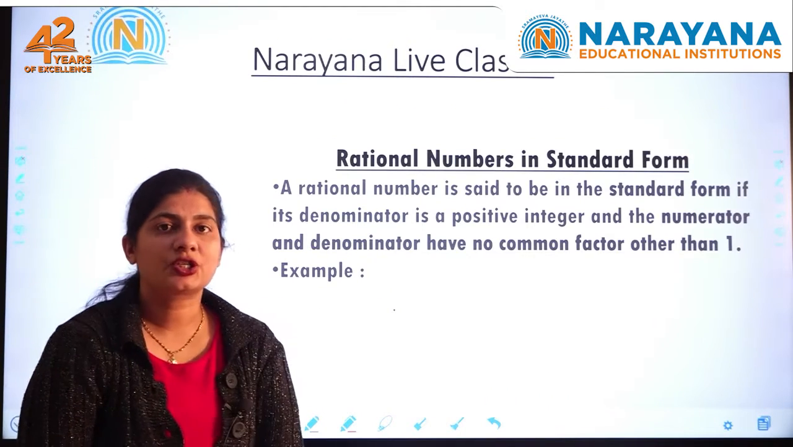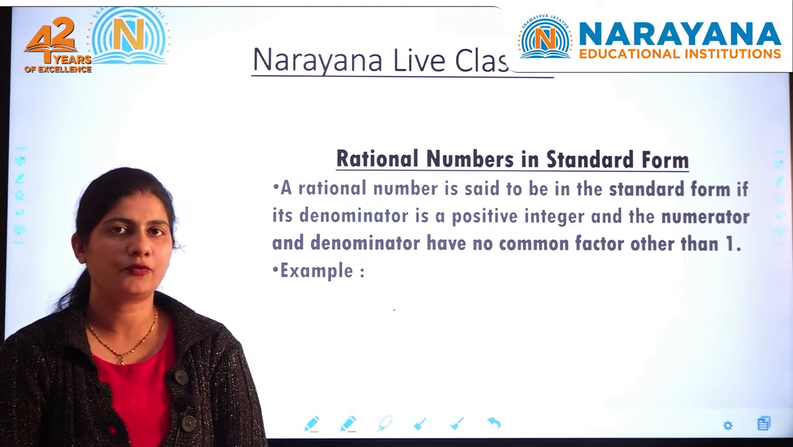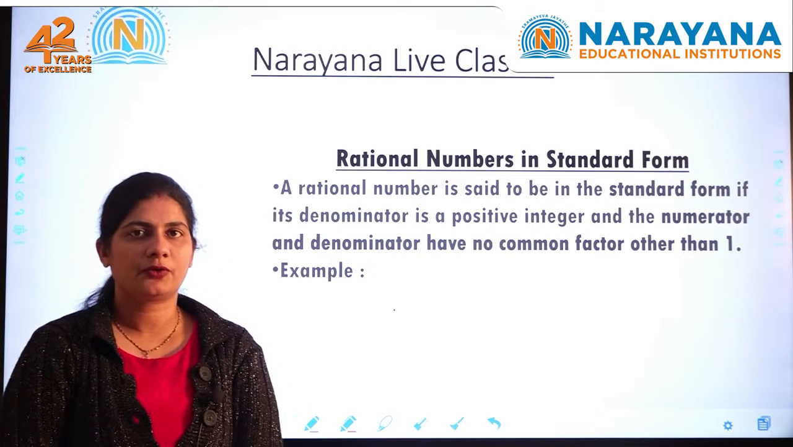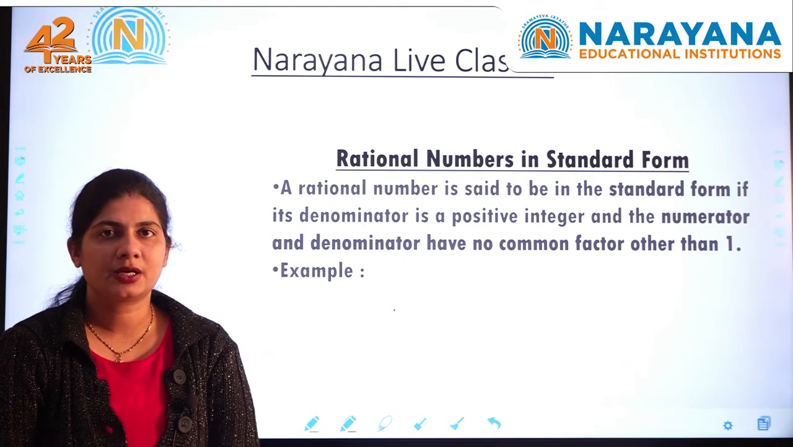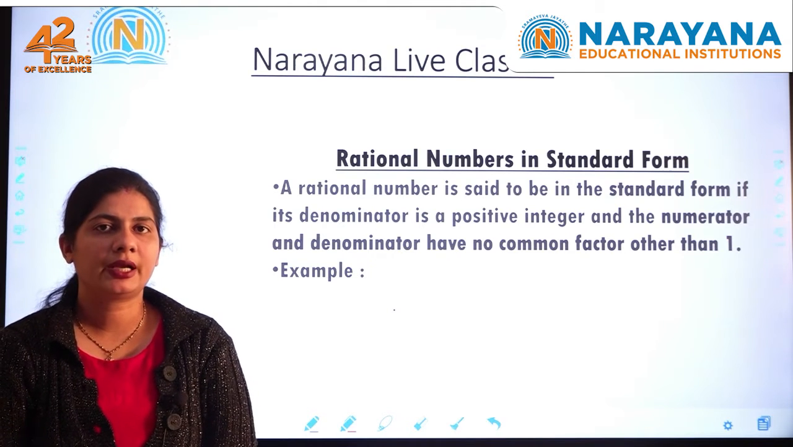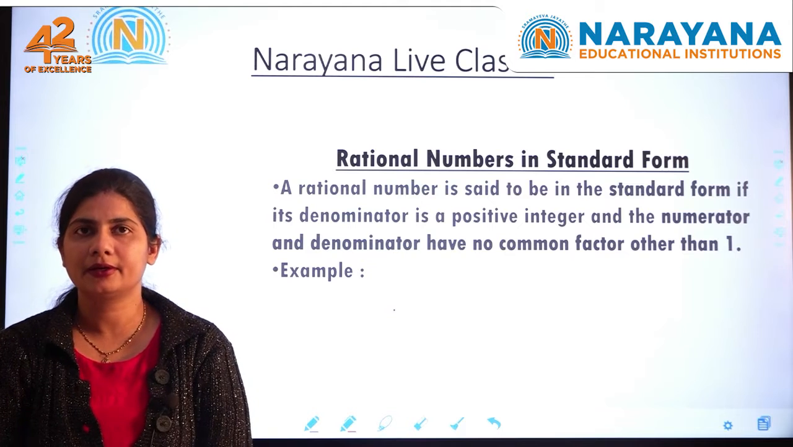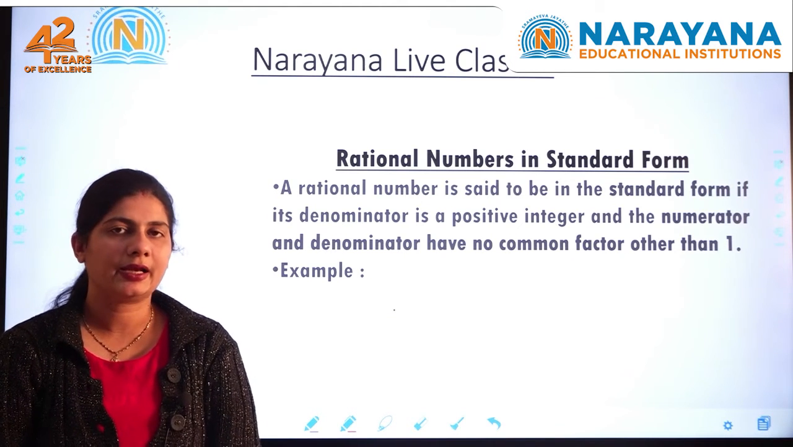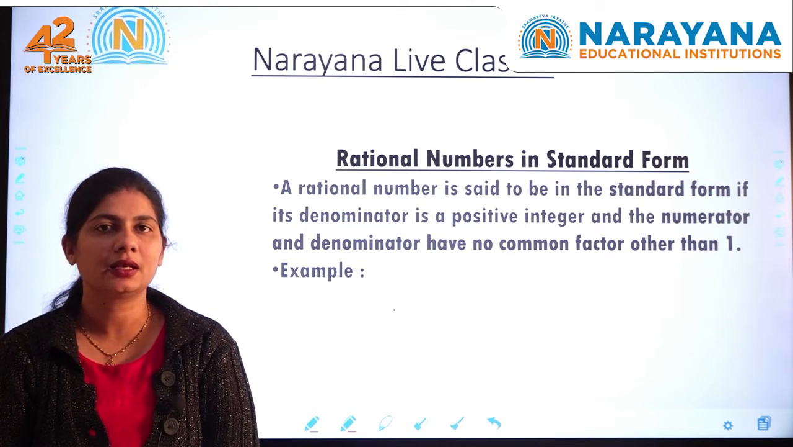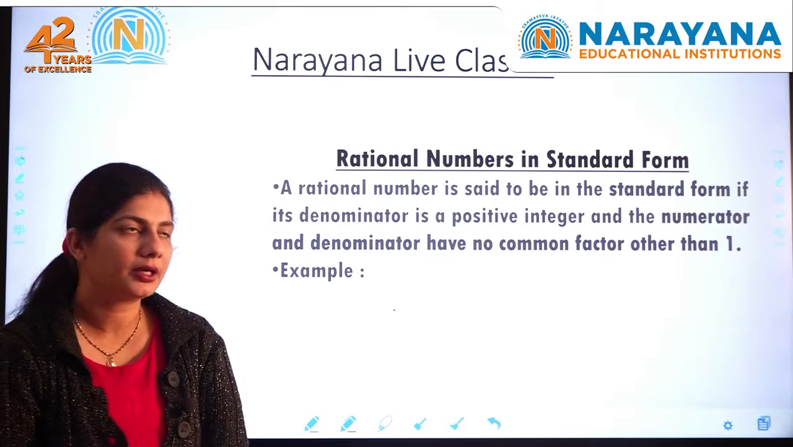Next is the rational number in the standard form. We have to represent rational numbers in the standard form. So what is standard form? A rational number in the standard form means the common factor between the numerator and denominator should be 1. If the common factor between the numerator and denominator is 1, then the rational number is said to be in its lowest form, in its standard form.